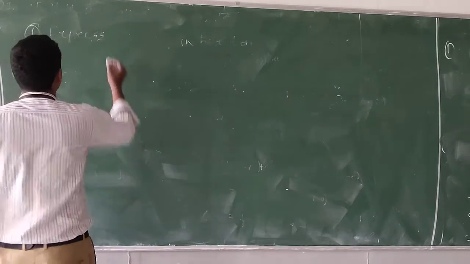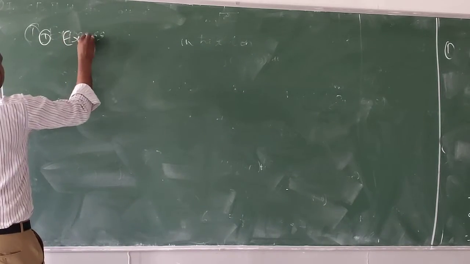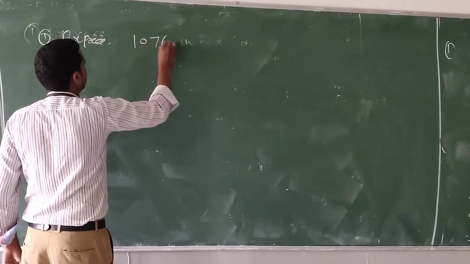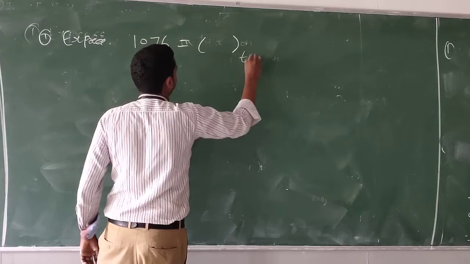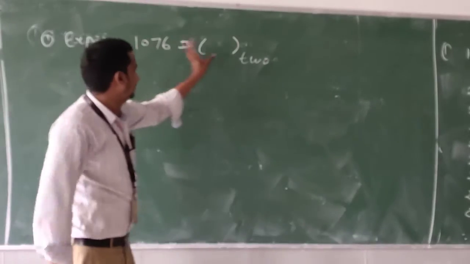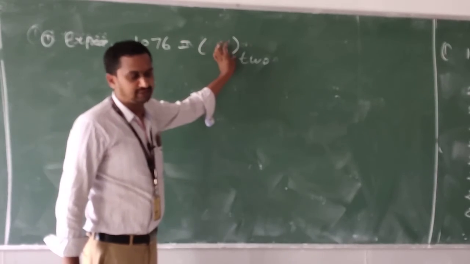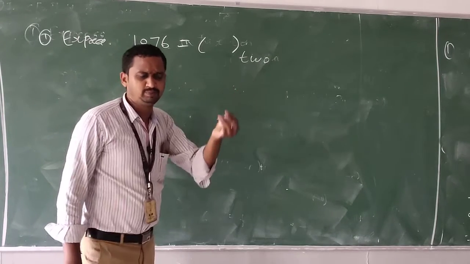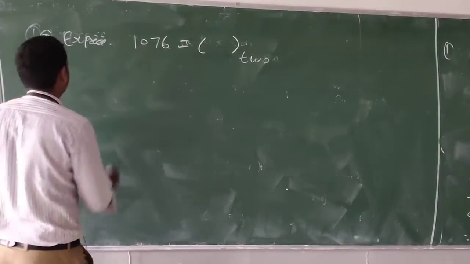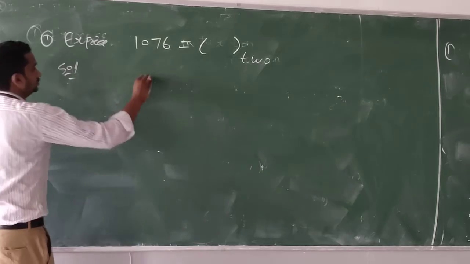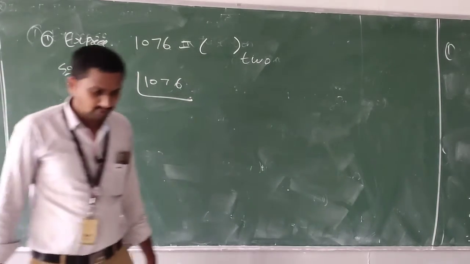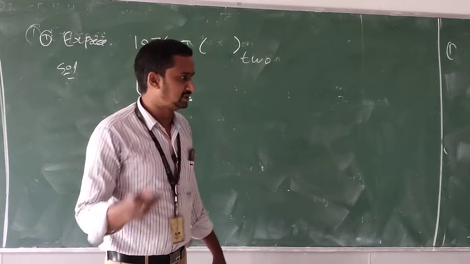Now write the problem: express your base 10 number 1076 converted into binary digits, base 2. Here you have to find the value of 1076 converted into base 2. Very simple problem, ordinary division, already a lower class problem, the same procedure. Okay, write the solution. Here the number is 1076. Now 1076 is divided by which element? That is the basic concept.